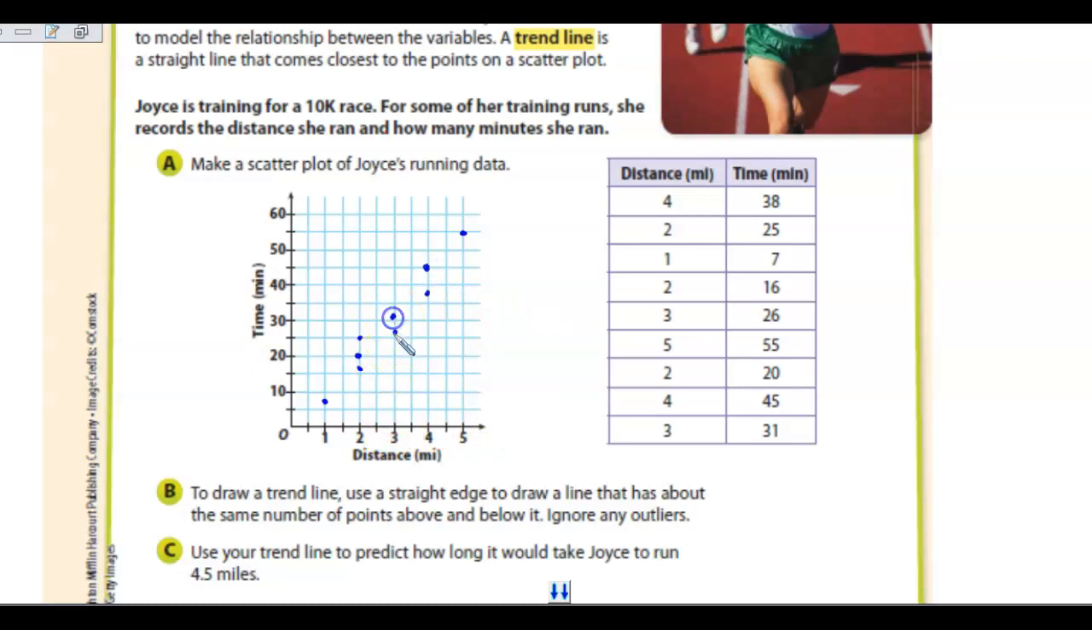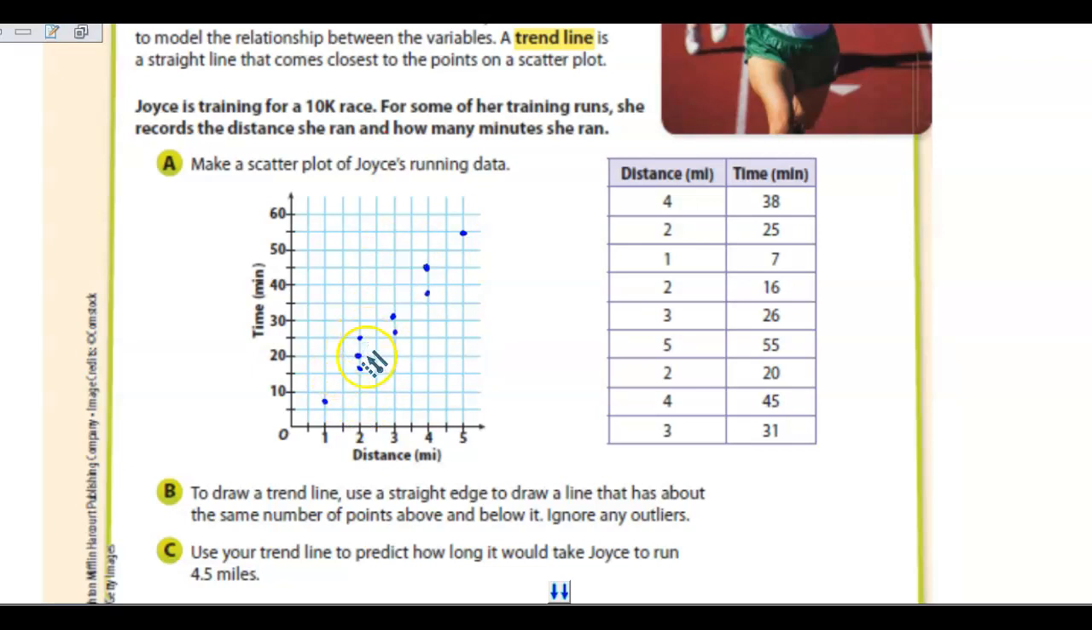So when I take a look at this, I can tell that it's a positive association. The further she runs, the longer it takes, which makes sense, right? All right, so we're going to draw a line through these points. I think I'm going to change the color of my line to make it a little easier to see. And so the idea is to draw the straight edge line that has about the same number of points above and below it, and we're going to ignore any outliers.